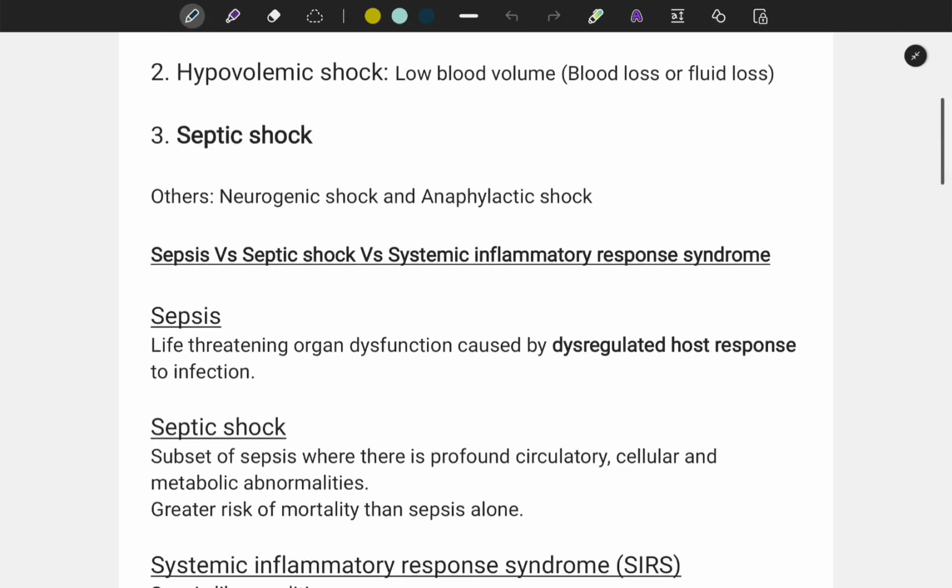Second one is septic shock. Septic shock can be considered a subset of sepsis where there is profound circulatory, cellular and metabolic abnormalities along with sepsis. And this septic shock has got greater risk of mortality than sepsis alone.